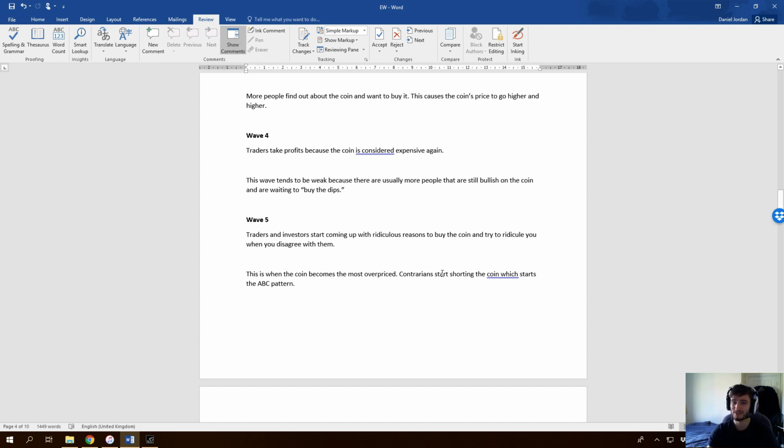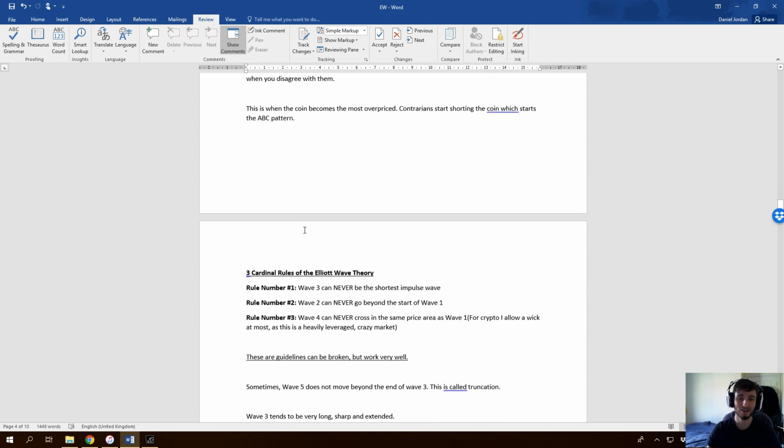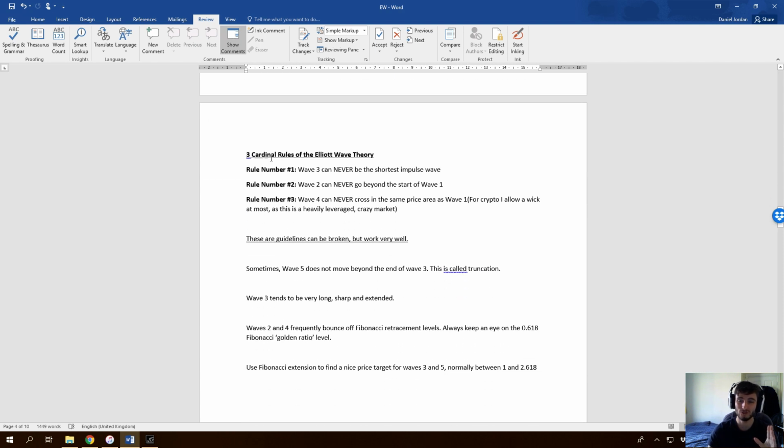So that's the best time to short, when you see people's grandparents asking about the coin and wanting to buy in, for example. So that brings us to the 3 rules that are always followed in Elliott Waves. These 3 rules cannot be broken, and if they are broken, then it means you have incorrectly counted your waves and you must do a recount. Okay, so the 3 rules that can never be broken in Elliott Waves. Rule number 1. This is very important, so make sure you make a note of this yourself. Rule number 1: wave 3 can never be the shortest impulse wave.